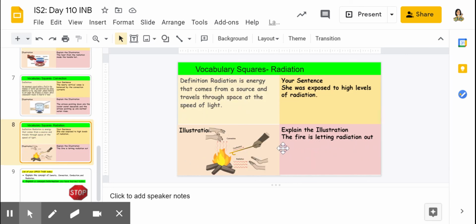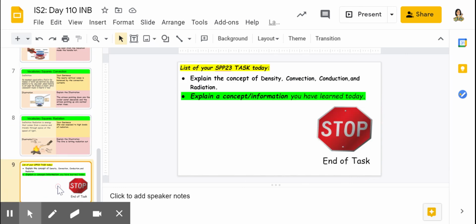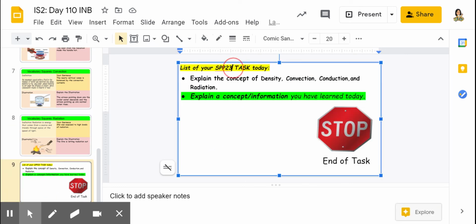So this is now an example of radiation, energy that comes from the source and travels through space at the speed of light. So see how radiation is. And of course, at the end, the students are to list whatever they have learned for the task in the day, which is to explain the concept of density, convection, conduction, and radiation.